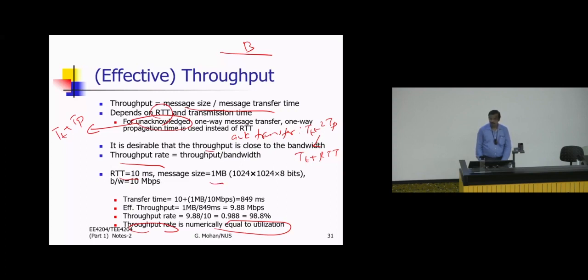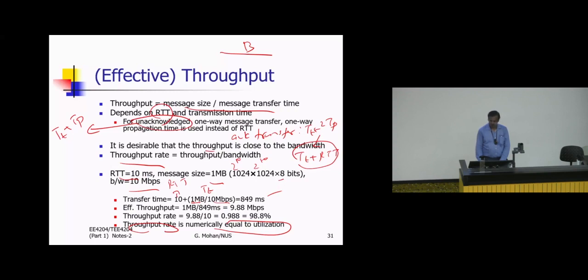If you recall the notation, for any size of the message, memory, hard disk, thumb drive, or whatever it is, it should be base 2. So 1 MB means 2 raised to the power 20. This is 2 raised to the power 10, times 2 raised to the power 10. So 2 raised to the power 20, you multiply by 8 to convert this into bits. Let's say the data rate is 10 Mbps. Then the transfer time would be: this is TT, the transmission time, size 1 MB divided by the data rate. This is TT and this is RTT. So we are using this formula for an acknowledged transfer. So the transfer time is 849 milliseconds.